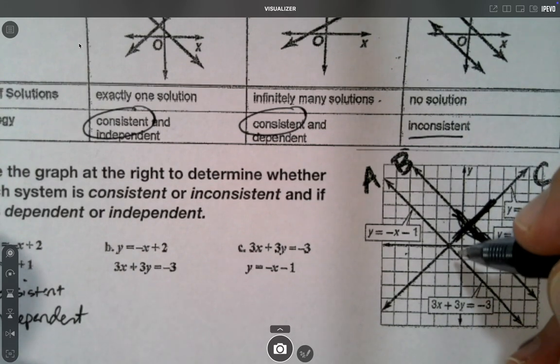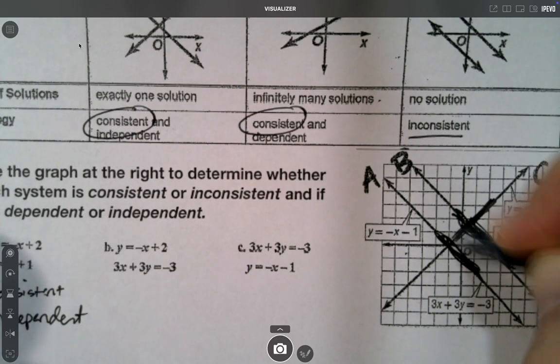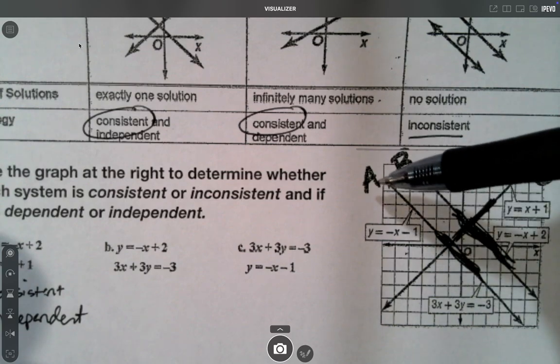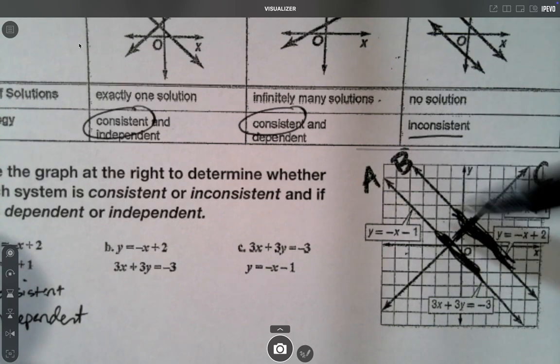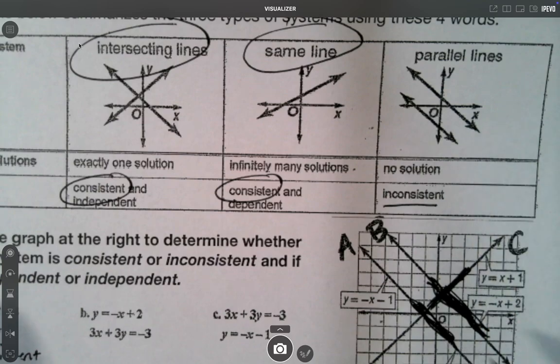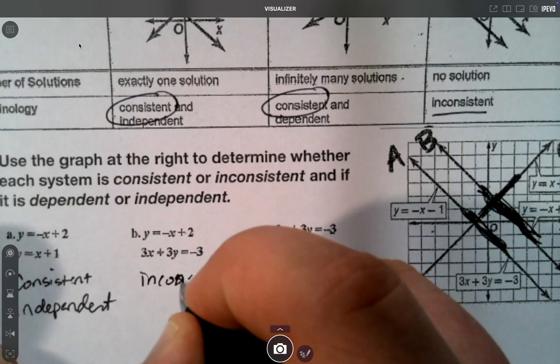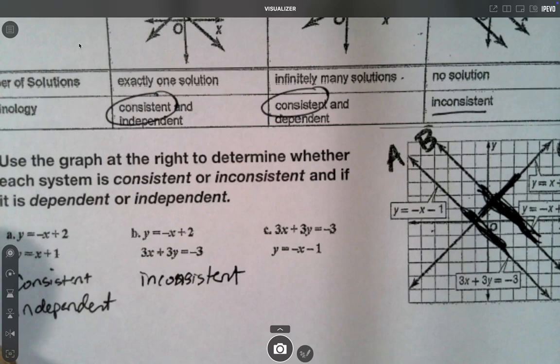Now B is negative x plus 2, so it's still this one right here, and 3x plus 3y equals negative 3. So this time we're looking at this line and this line. Well, if you look, these two lines, which you can call line A and line B, they never touch. They appear to be parallel, so there's no solution to them. That puts them in this category. Since they never cross, there's no solution, and that makes them an inconsistent pair. And I don't have to think about whether they're independent or dependent, because those words only apply when we're dealing with a consistent system of equations.